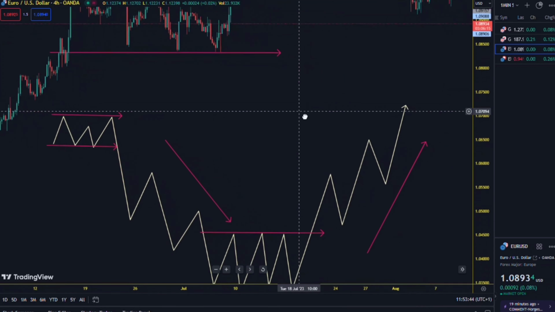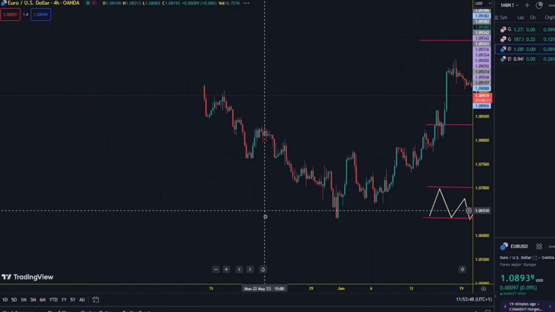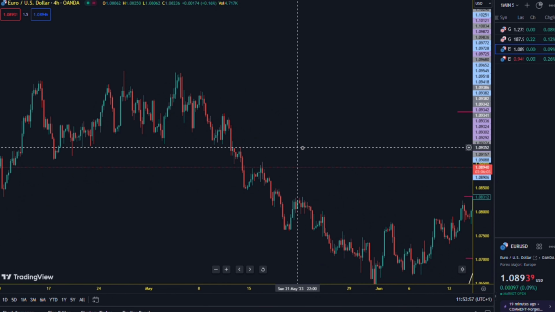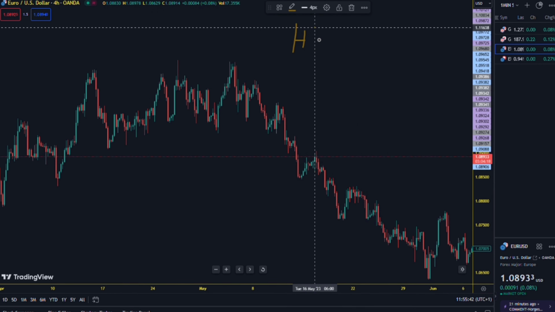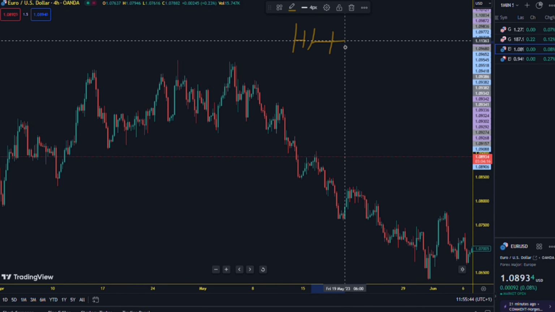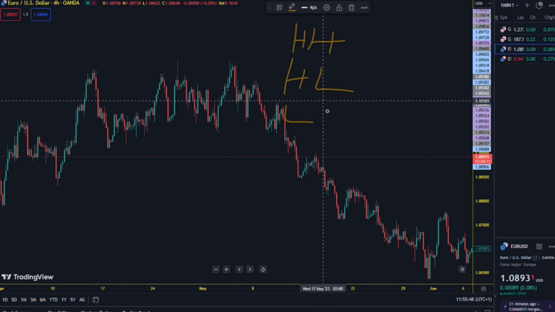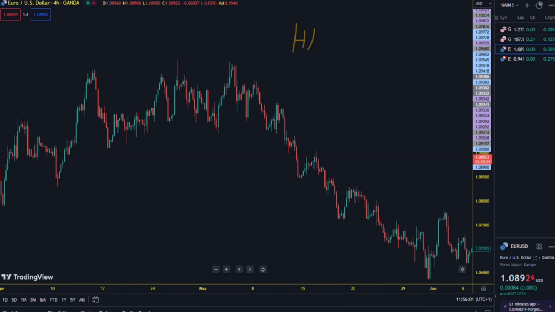Now, how do you know a downtrend and an uptrend? There are a couple of rules. There are so many ways people use to determine their direction, but the major one is: higher highs, I'm going to use HH, higher lows, lower highs, and lower lows. Now, what is a higher high?